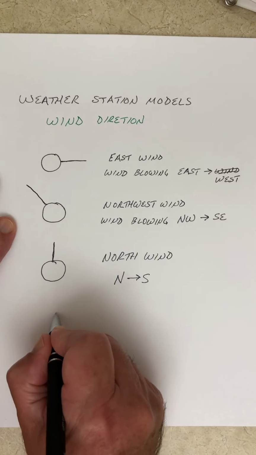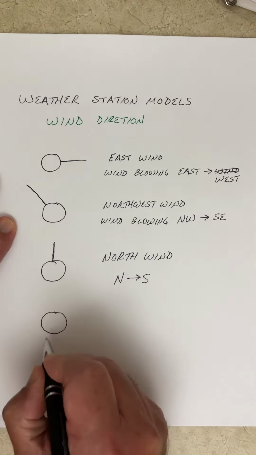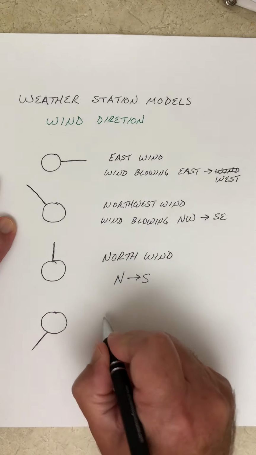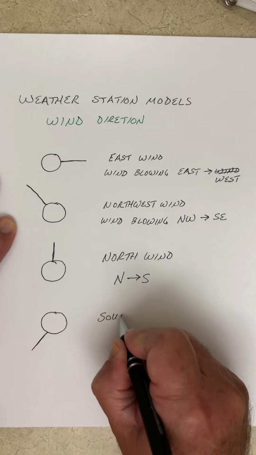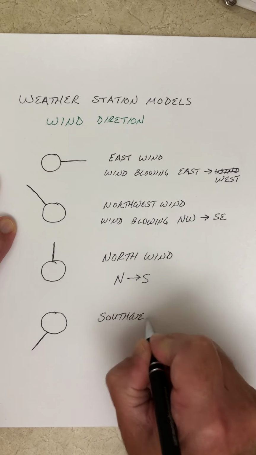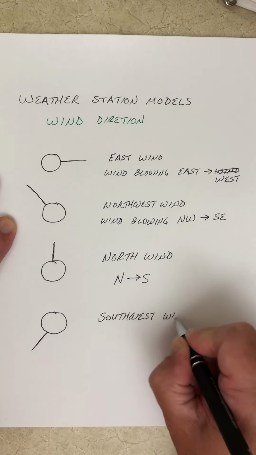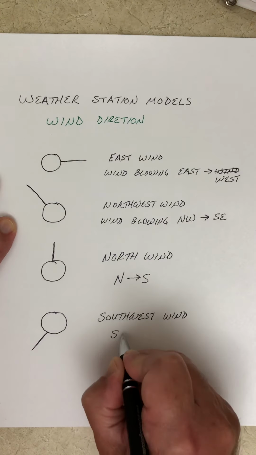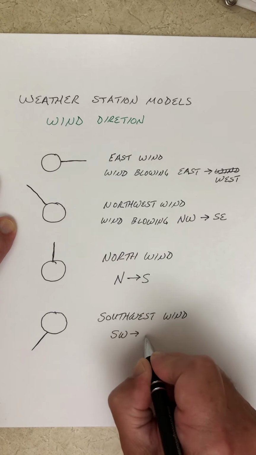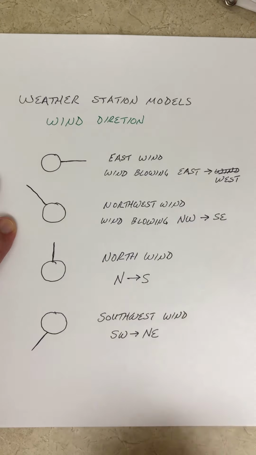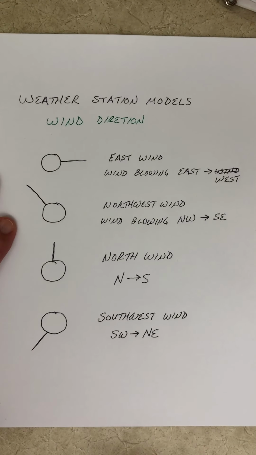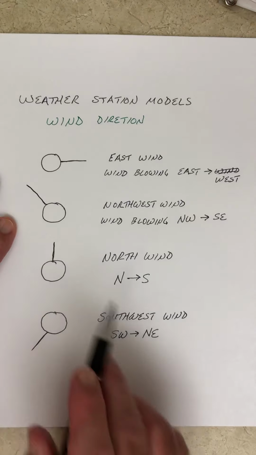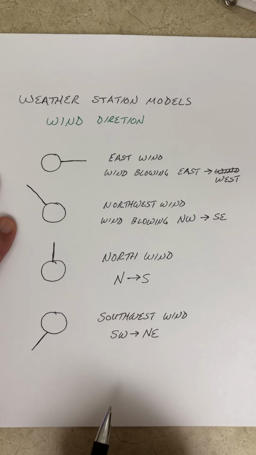All right, so if we've got something that looks like this, this would be a southwest wind. And it's blowing out of the southwest and it's blowing towards the northeast. Okay? We call that a southwest wind. All right, so hopefully that gives you a flavor for wind directions and the flagpoles coming out of the weather station model. If you have any questions, make sure you let me know.